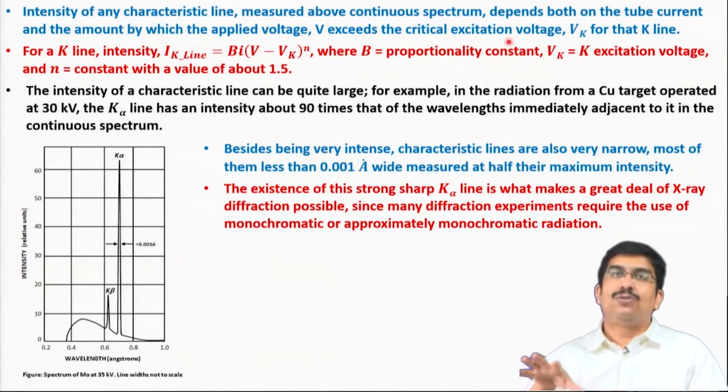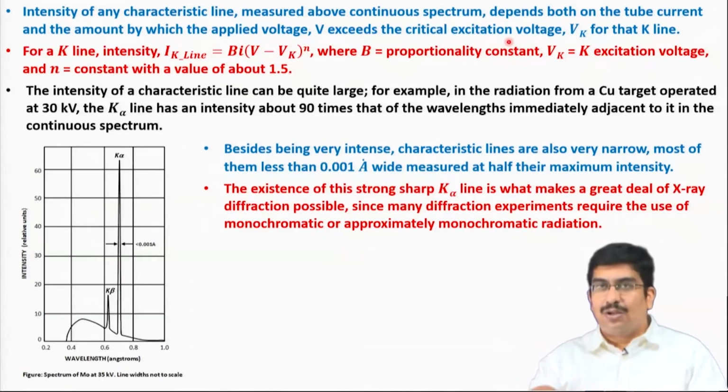So, they can produce a much stronger impact on the target metal and can produce more K shell vacancies, and correspondingly can increase the intensity of the characteristic line. So, the intensity of the characteristic line basically depends on these two things: tube current and the acceleration voltage in excess of the critical excitation voltage.